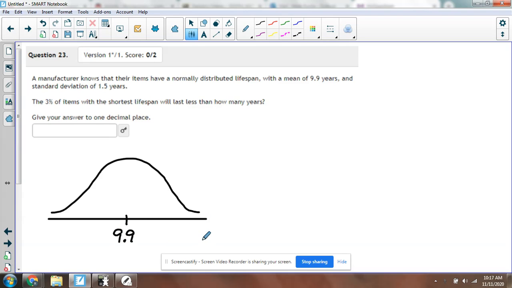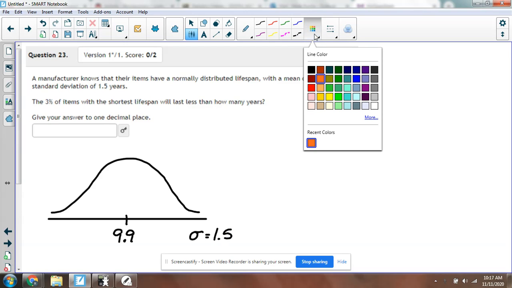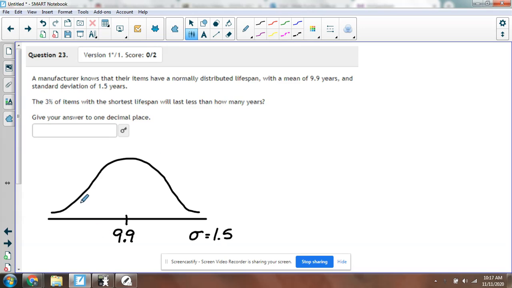And then sigma is 1.5. I'll just write this somewhere here. Standard deviation, little circle with the tail, is 1.5. So it says the 3% of items with the shortest lifespan. That's going to be the 3% at the bottom. The shortest lifespan will last less than how many years? So if this area here is 3%, what value of x cuts off the bottom 3%?